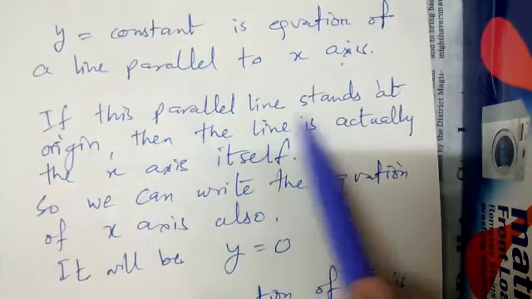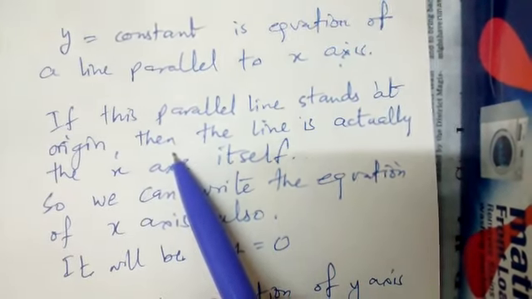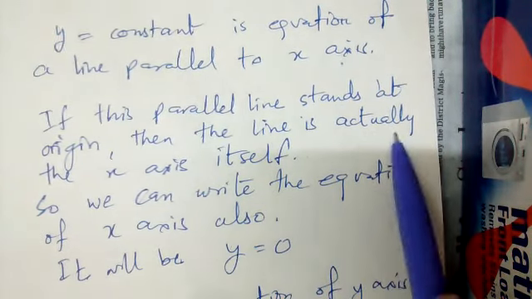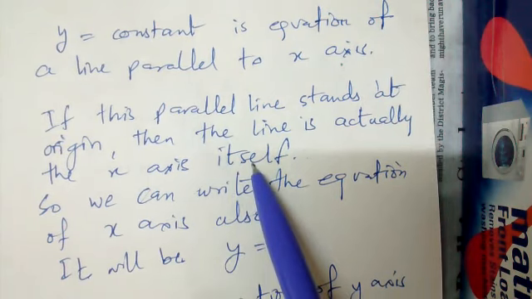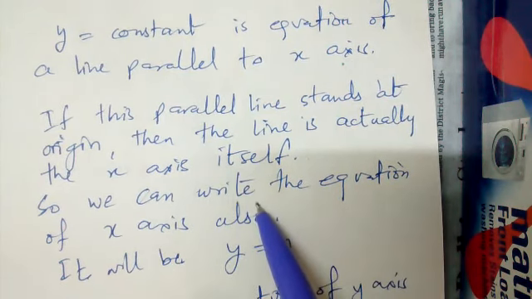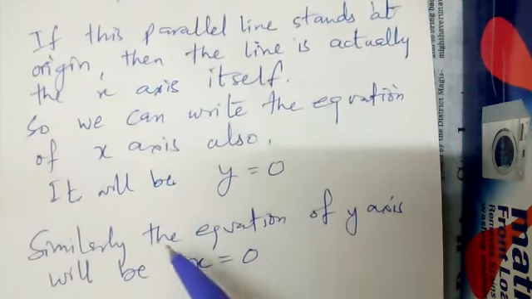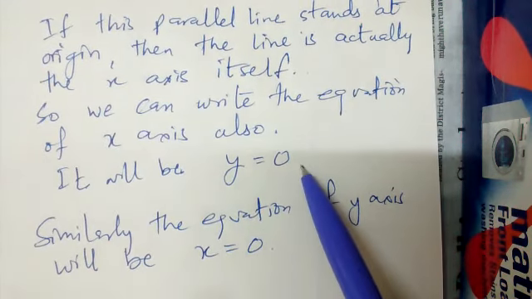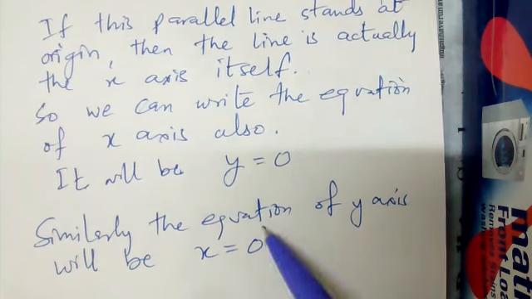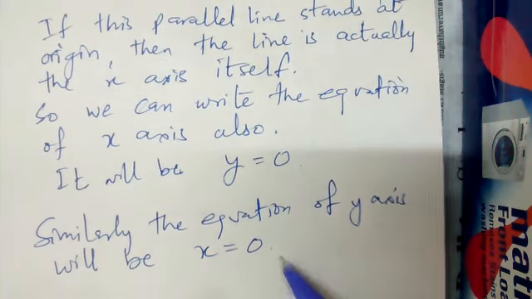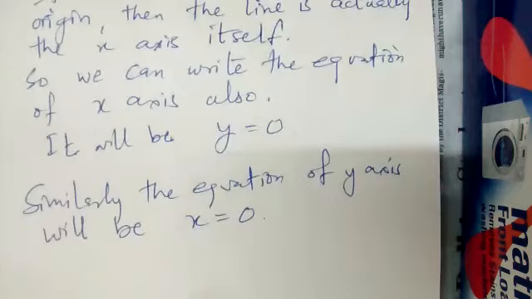If this parallel line stands at origin, then the line is actually the x-axis itself. So we can write the equation of x-axis also. The equation will be y equal to 0. Similarly, the equation of y-axis will be x equal to 0. We can understand it again by looking at the graph.